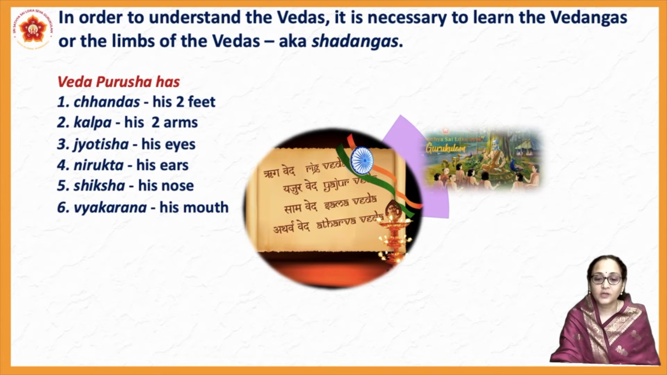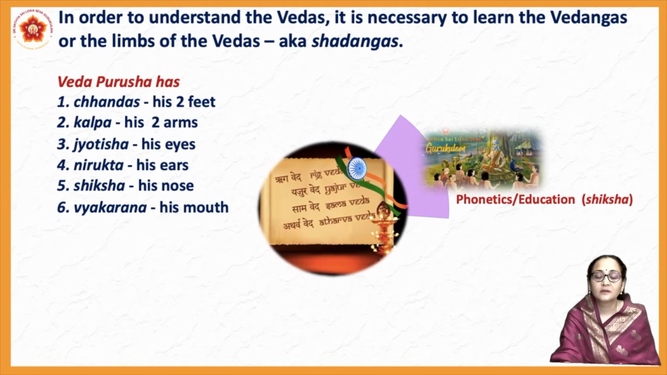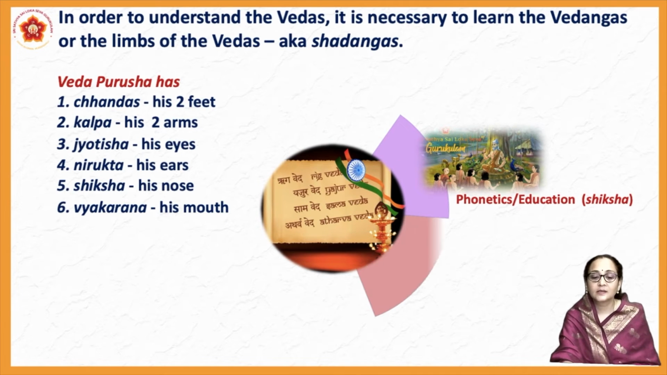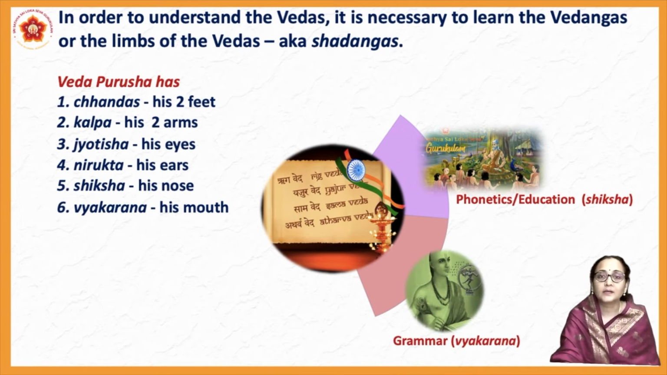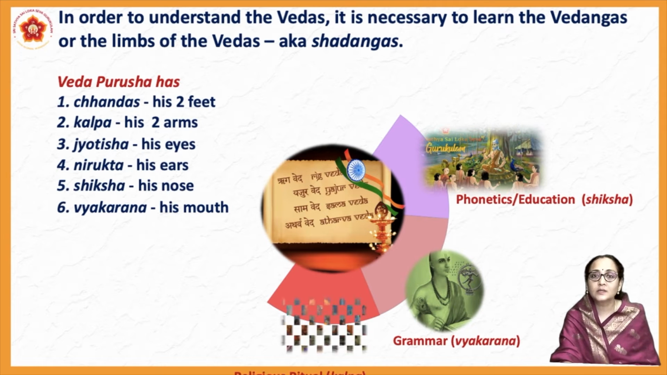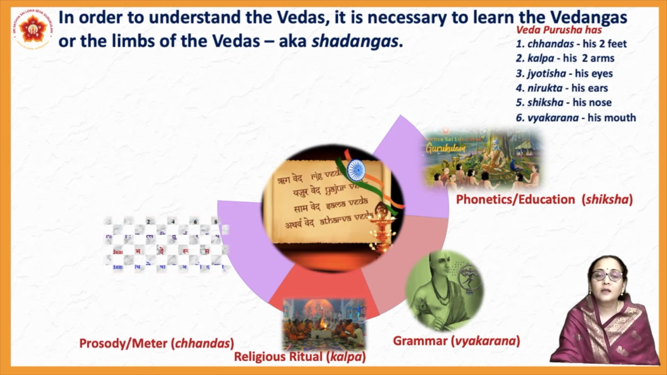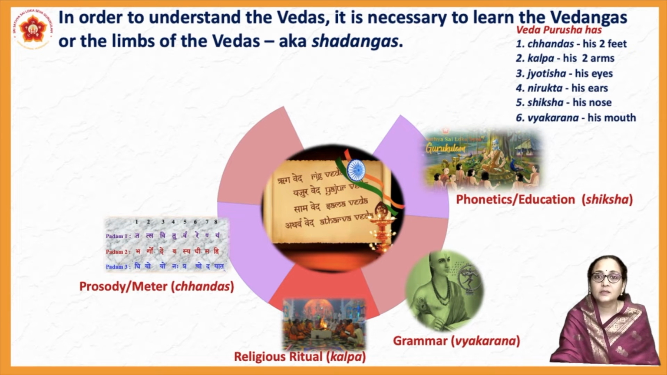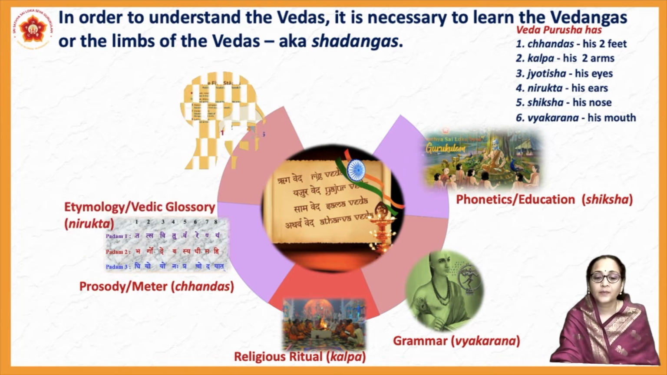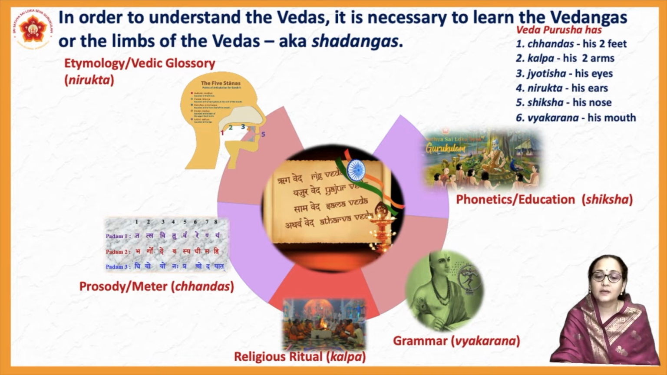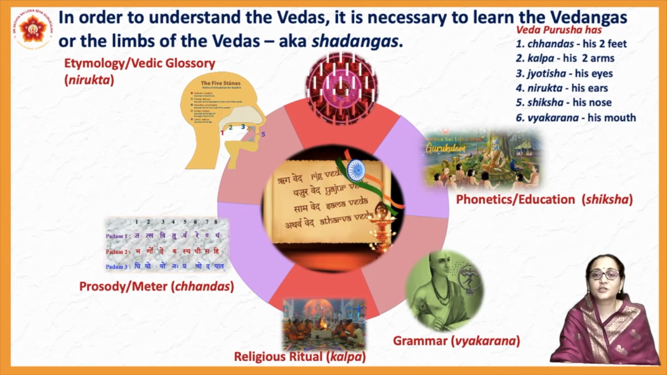Shiksha, phonetics or education. Vyakarana represents grammar. Kalpa means the religious ritual. Chandas, the prosody or the meter. Nirukta, the etymology or the glossary. And the 6th and the last one is Jyotisha, the astrology and astronomy.